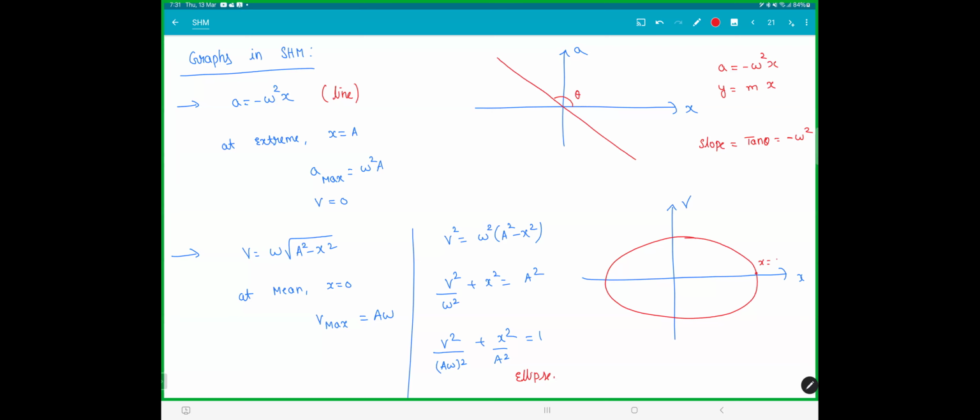This is the extreme position, x is equal to a. This is the maximum speed, a omega. This is x is equal to minus a, and this is minus a omega. Check. So a Vx graph is an ellipse.